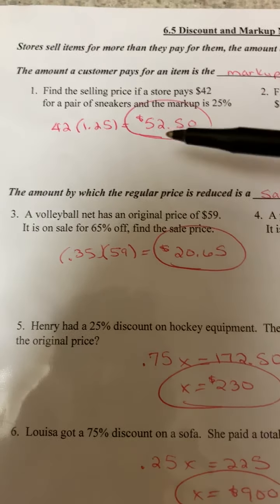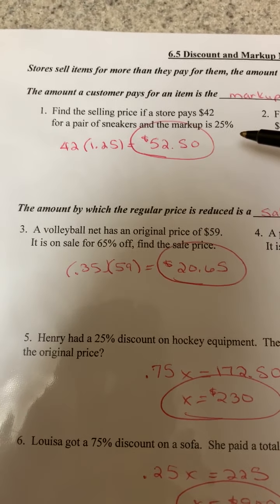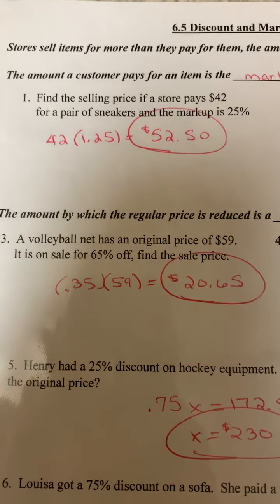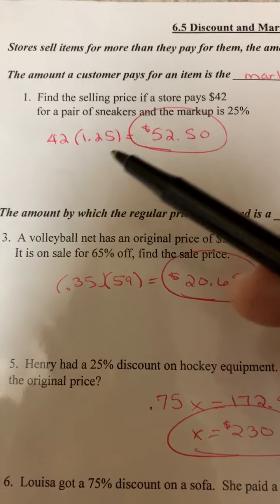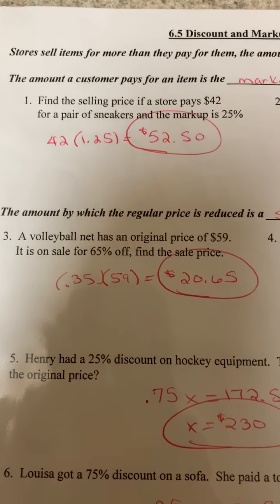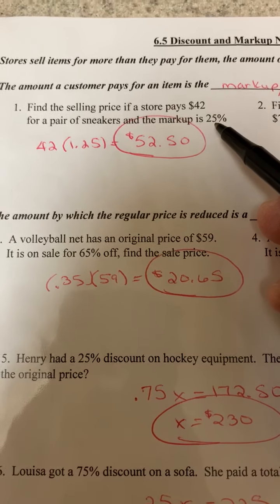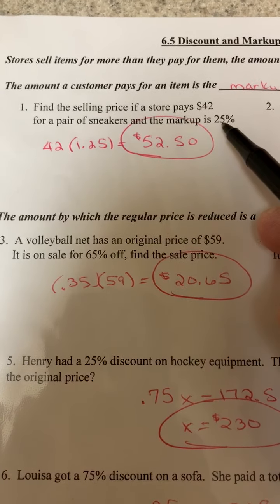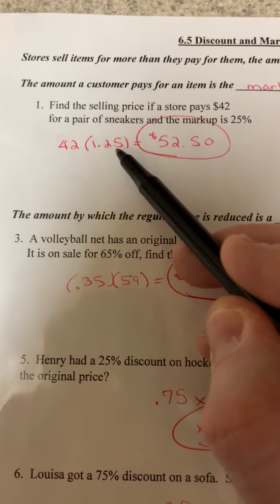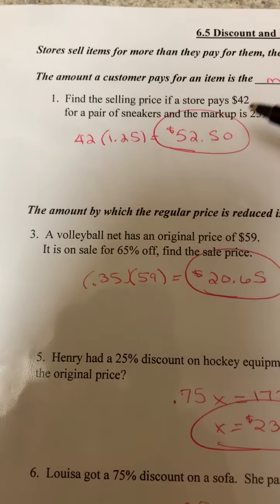Number 1 says, find the selling price if a store pays $42 for a pair of sneakers and the markup is 25%. So I'm going to give you the shortcut version here. We talked about this in a previous lesson. If you're having a markup of 25% and you're already paying for the sneakers in the first place, you're actually buying 125%. So instead of using 0.25 by changing that to a decimal, you can actually use 1.25, because what would happen is you'd multiply by 0.25 and then have to add that back in. I'm trying to save you that step.